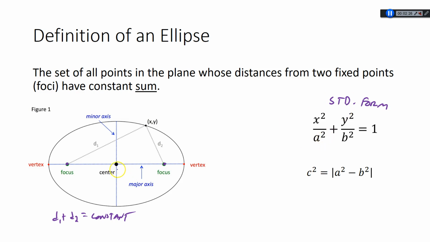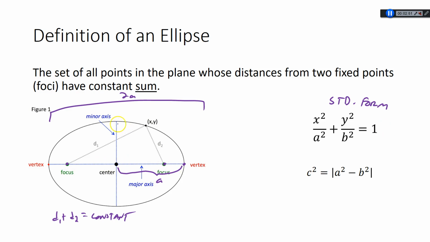So the a value is the distance from the center out to the edge. This is called one of the vertices. The vertices are at the end of the major axis. The major axis is the longer of the two, and the minor axis is the shorter of the two. So that distance from the center out to the edge horizontally is a. So a on that side and a on this side. So the entire length from one side to the other would be 2a.